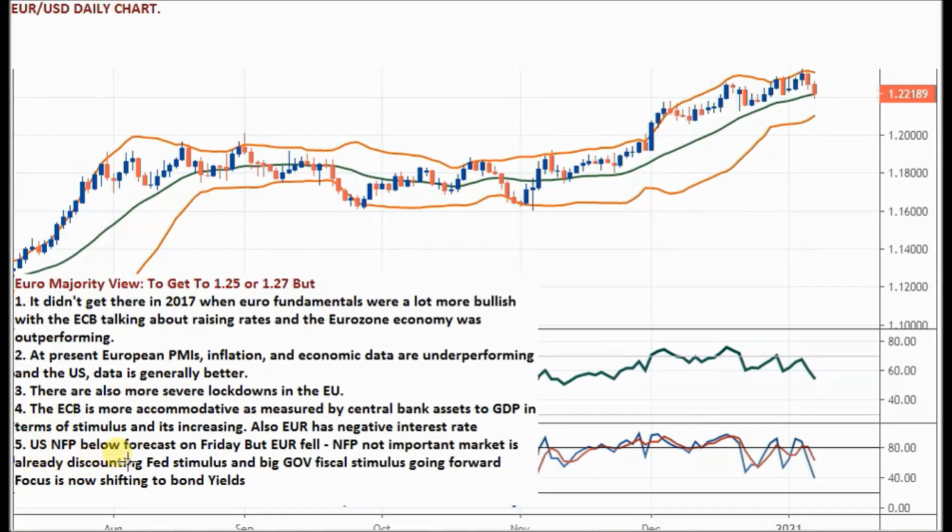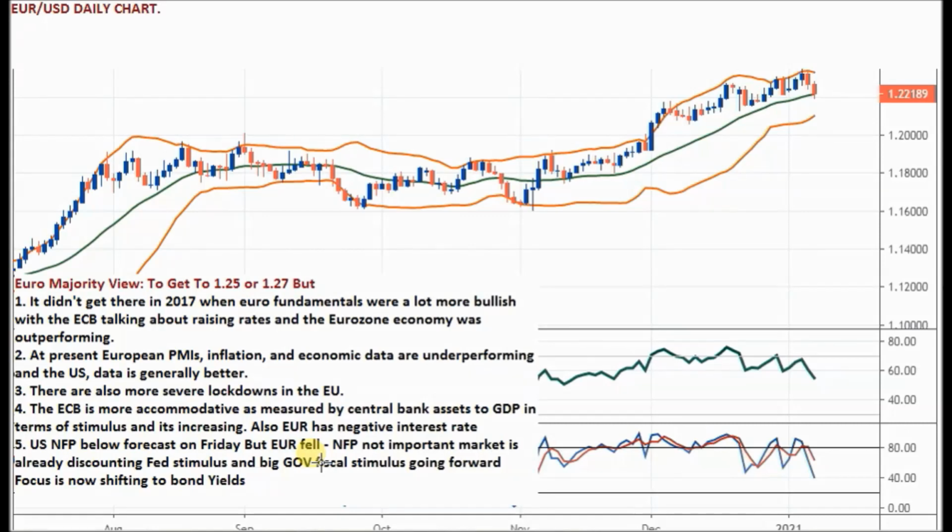On Friday, we had US non-farm payroll employment data. It was a really bad number, below forecast, but the euro fell. Okay, the euro couldn't rise against the USD on a really poor non-farm payroll number. Why? It's just not important.